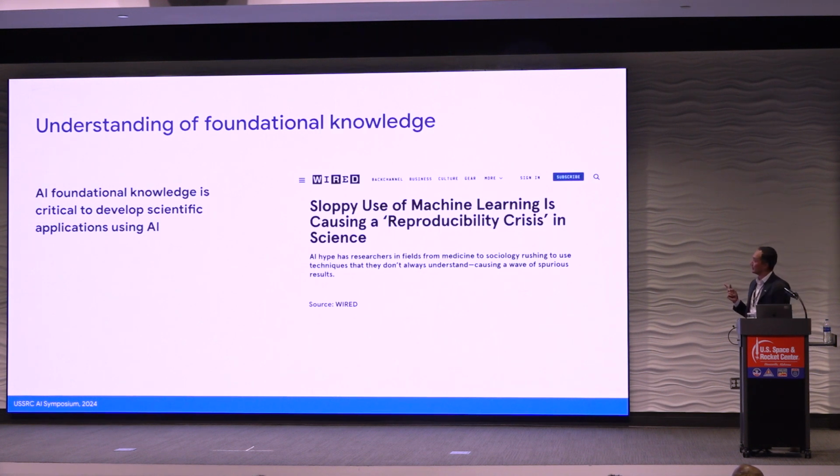One other challenge I've seen is this screenshot from a Wired article, which says that machine learning is being used within science by people who actually don't know the foundational knowledge of machine learning, right? Which is a problem, and creates a reproducibility crisis. In some cases, they have examples of misleading conclusions. So what I'm trying to say here is that foundational knowledge of AI is critical if you want to get to applications of AI within science.